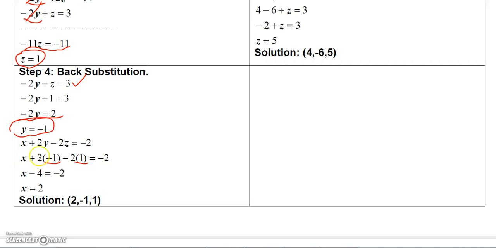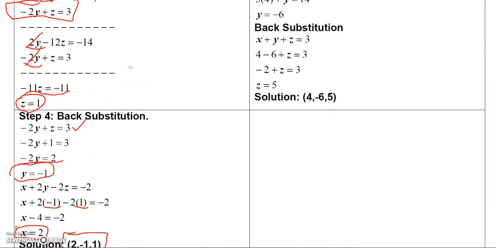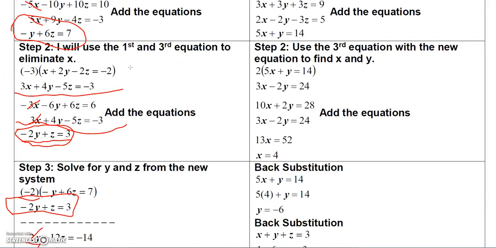And so that's going to be x minus 2 equals negative 2. Well, that's x minus 4 equals negative 2. And then if you add 4 to both sides, you get x equal 2. So now that I've got all three values, I can write the solution as an ordered triple, where x equals 2, y equals negative 1, and z equals positive 1. Okay? Now, let me show you one more.